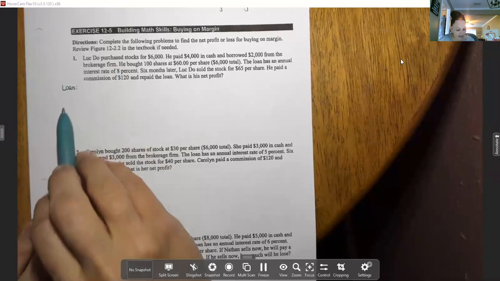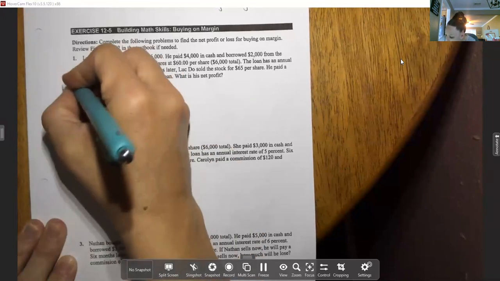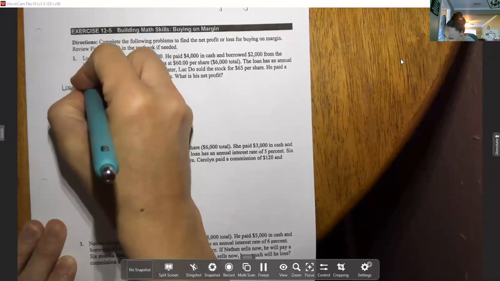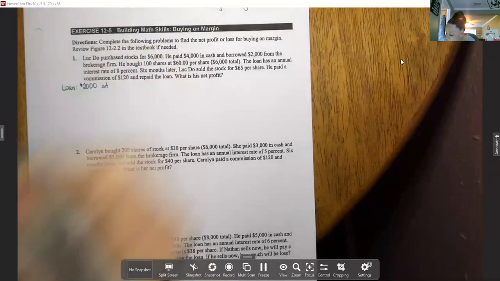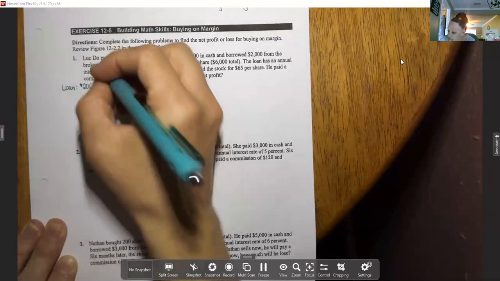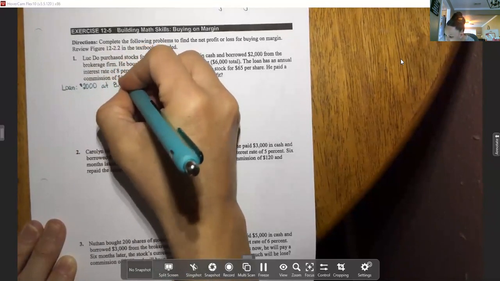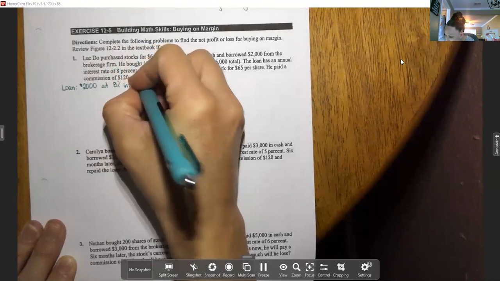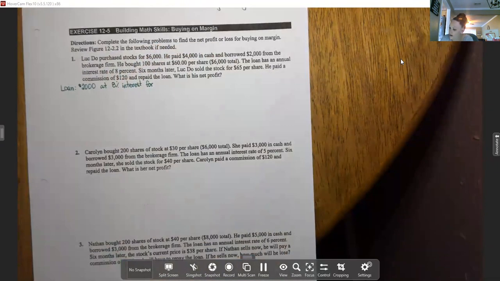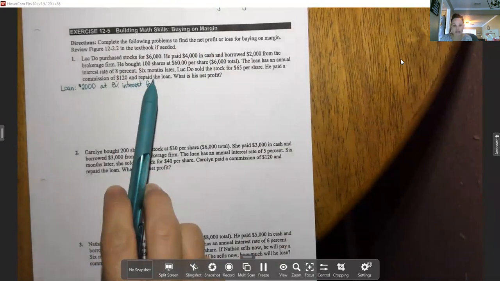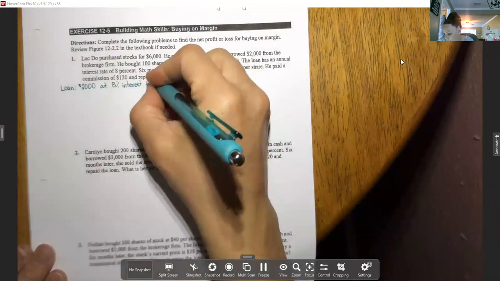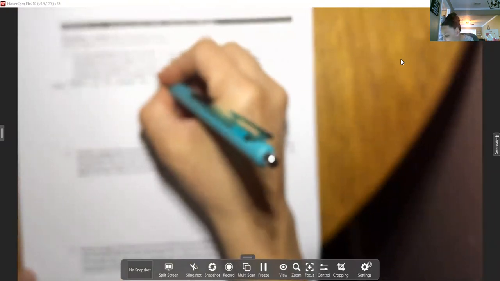So the loan, it says, is $2,000 at 8% interest. For, it says he sold it 6 months later. So for 6 months.